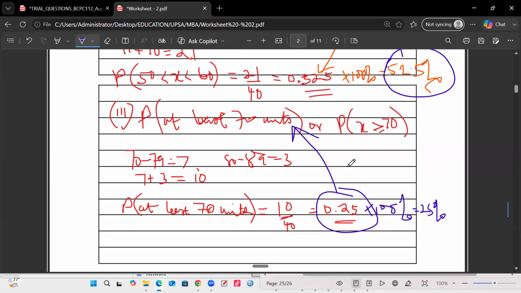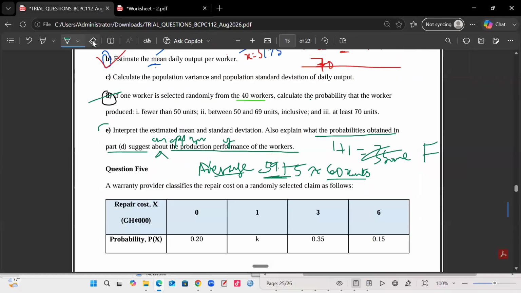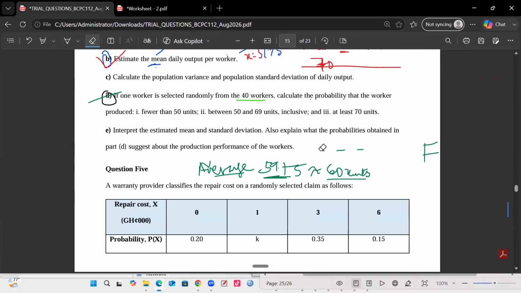Are you good? Pay attention. So now the question says we should link them to what? Their performance. We should now tie them to their performance. That's the E. We are still on the E. We should tie the probabilities to their performance.